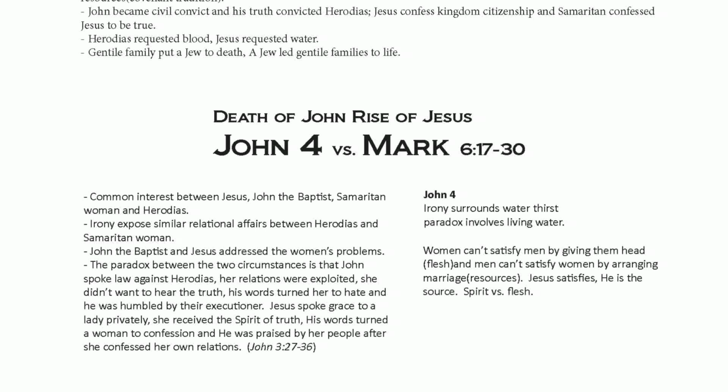Jesus spoke grace to a lady privately. She received the spirit of truth. His words turned a woman to confession, and he was praised by her people after she confessed her own relations. John 3, 27 through 36.